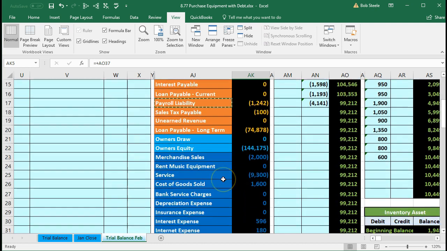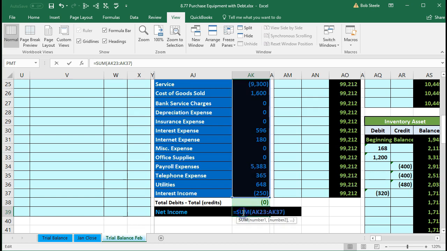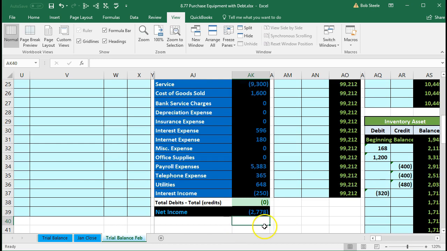And we should be back in balance now. There, we're back in balance. And our net income has been affected by this payroll expense. So it's going down quite a bit. Payroll is going to be our big expenditure. So there we have that.